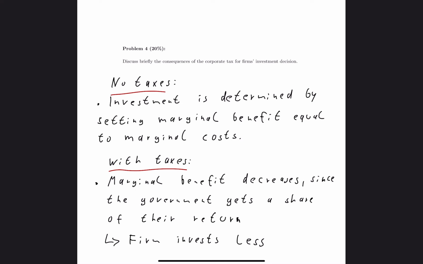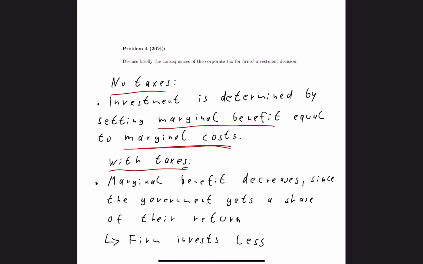So the level of investment is determined by setting equal the marginal benefit of this investment to the marginal costs. Each dollar that you're investing will give you some marginal benefit in return, but it also will cost you something, and this is reflected by the marginal costs. By setting those two values equal and solving for the level of investment, you basically determine the optimal level of investment if there are no taxes.